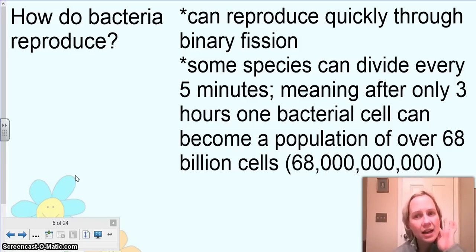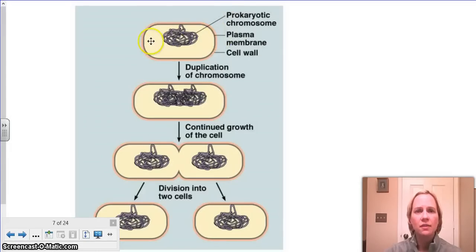That means bacteria can reproduce really quickly. Some species of bacteria can divide every 5 minutes, which means after only 3 hours, one bacterial cell can become 68 billion bacterial cells. This is how bacteria can spread very quickly and get you very sick very quickly. And so this is binary fission. This is the 1, and it duplicates into 2. It really is like mitosis, but it's considered reproduction. It only involves 1, not 2 parents, only itself. It's just splitting in 2.